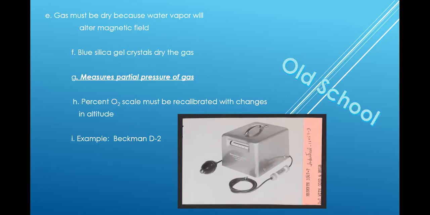It also says that the percent O2 scale must be recalibrated with changes in altitude. Don't worry about that. An example of the paramagnetic analyzer is the Beckman D2. Now look at this. It's old school. This is a paramagnetic analyzer here. Old school. It measures the partial pressure of the gas.